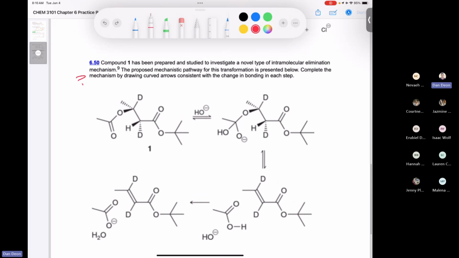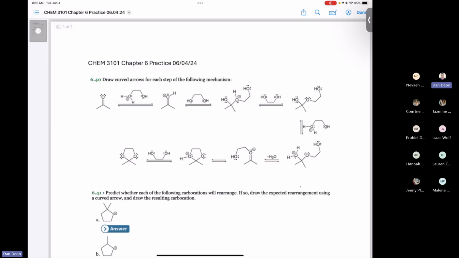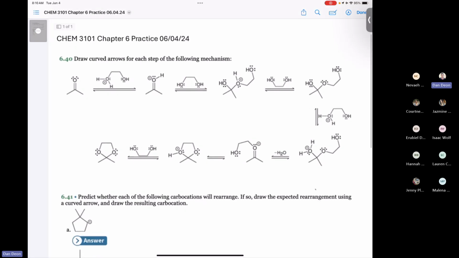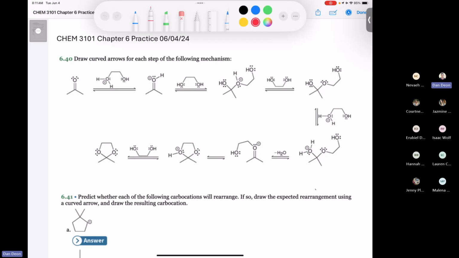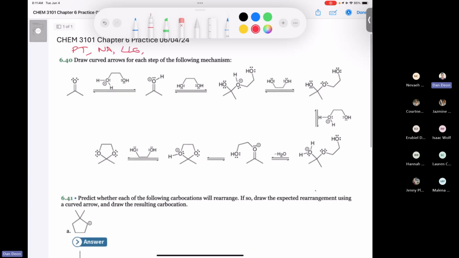But anyhow, I wanted to take a look at some other practice problems from the textbook, okay? So let's try another one. This is question 6.40. I'm going to assume that some of you have tried this problem already, but it just says draw the curved arrows for each step in the following mechanism. And I also want to add something to that. I want us to identify, are these proton transfers, nucleophilic attacks, loss of leaving group, or carbocation rearrangements.